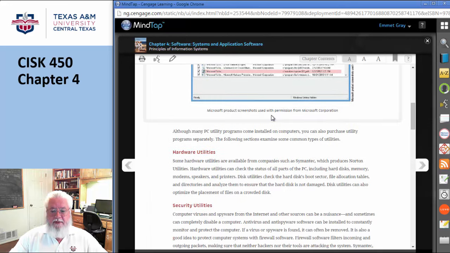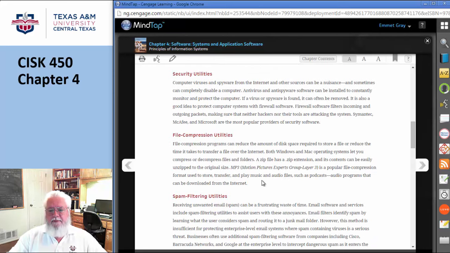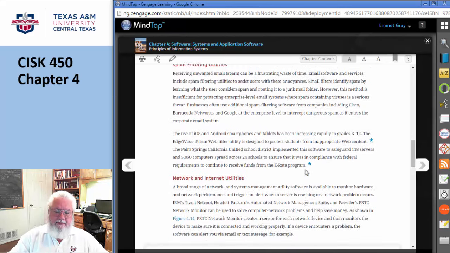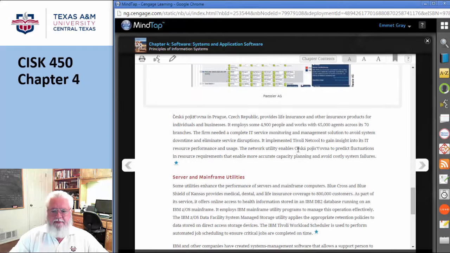But a classic example of one of these is antivirus software. I have a third-party piece of software running on my computer, and all it's doing is looking at the files coming in to make sure that they're safe. That's a good example of a utility. File compression, a zip file. So I use WinZip, and that's a nice file compression utility. Spam filters for email, and certain types of utilities for determining whether or not your network is in good shape. Those are all good examples.